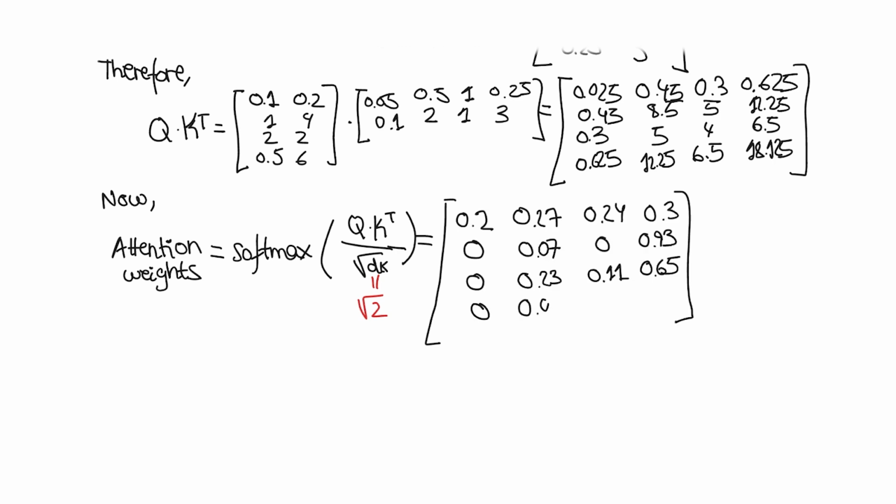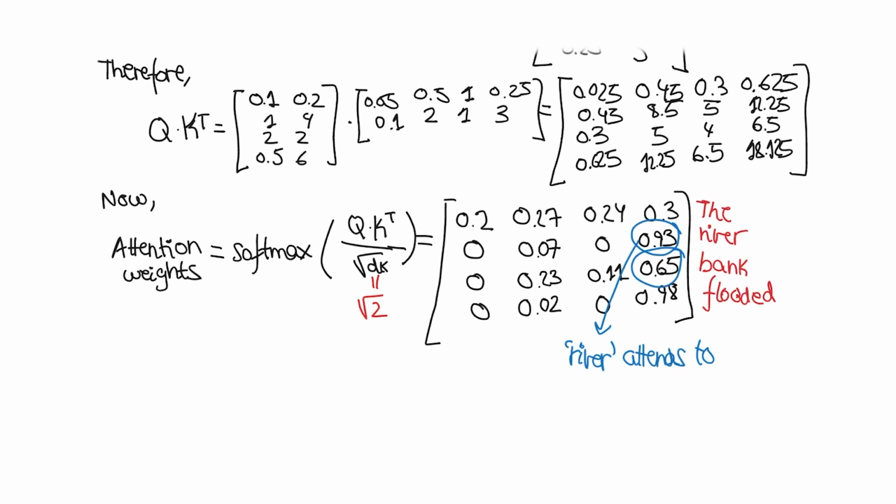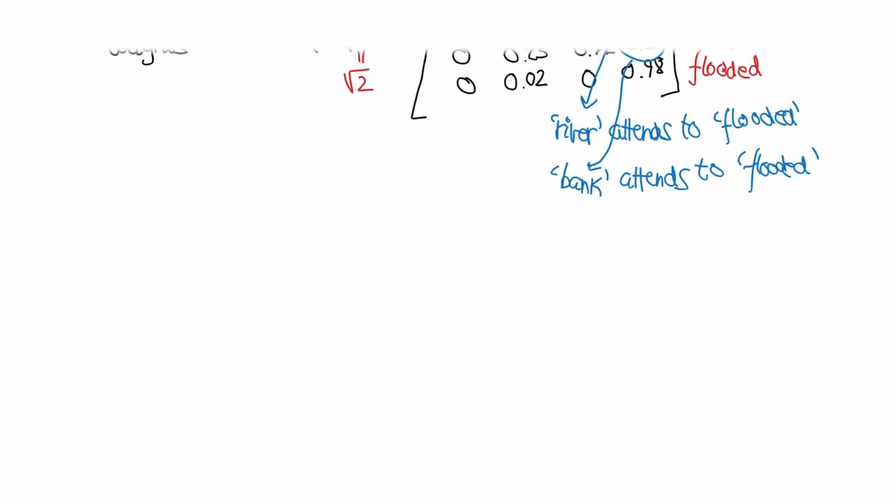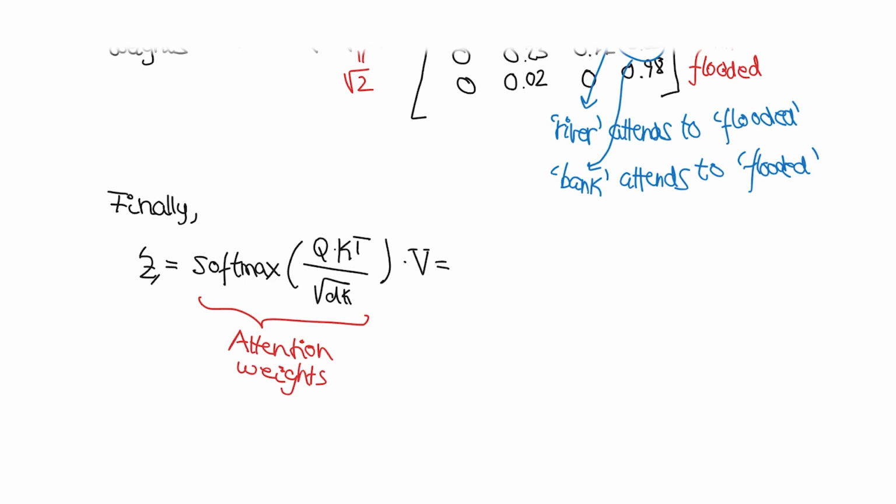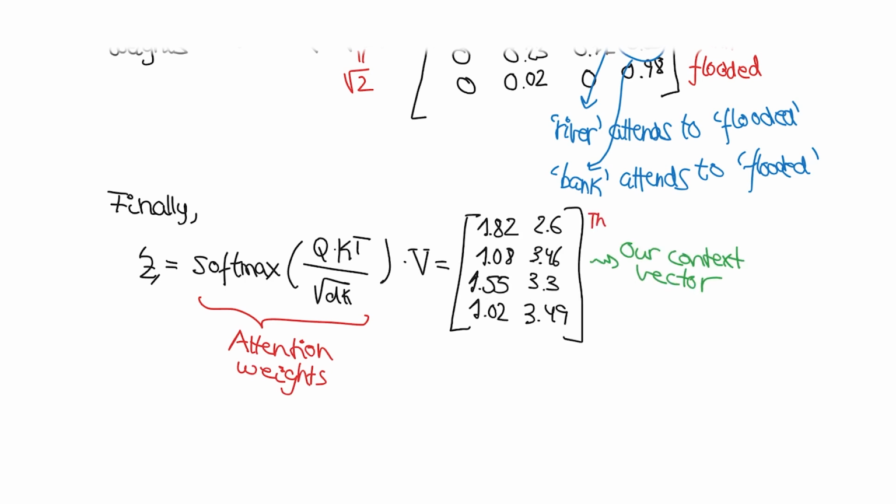We compute the dot product between the query of bank and all keys, and notice that bank aligns strongly with flooded and river. After dividing by the square root of d sub k and applying softmax, we get our attention weights for bank. Finally, we calculate the weighted sum of values.